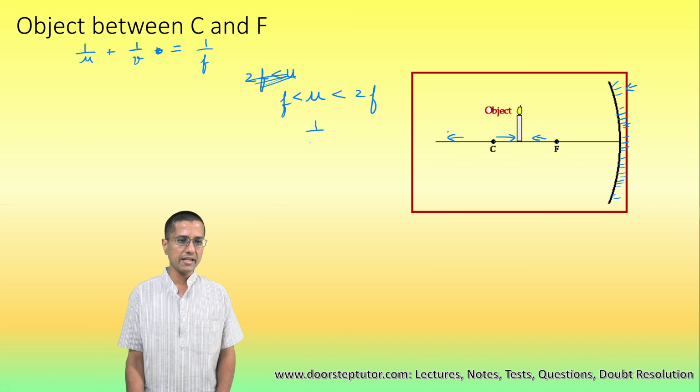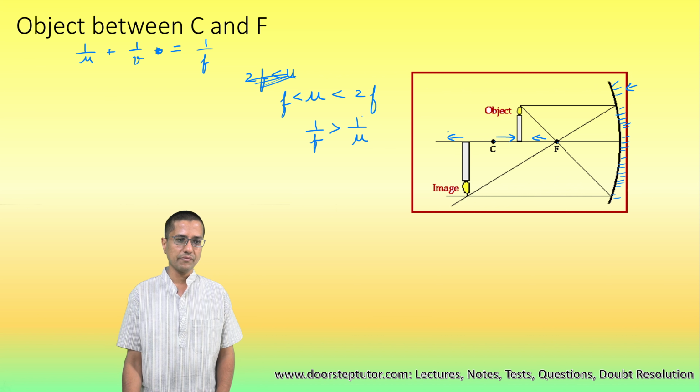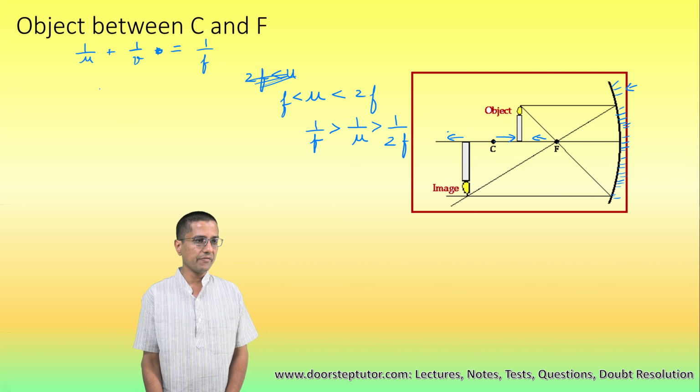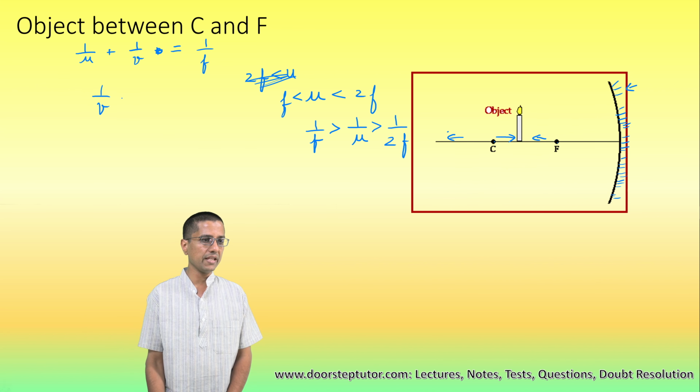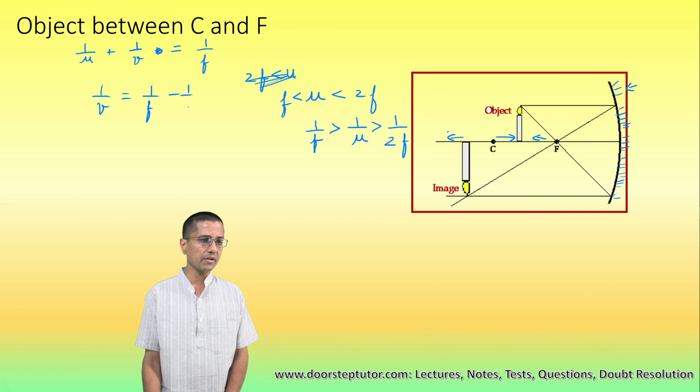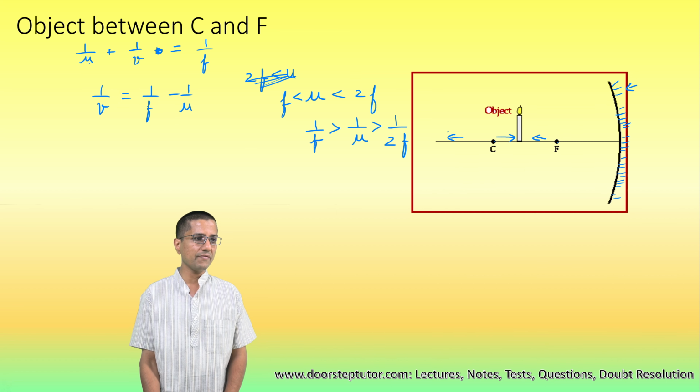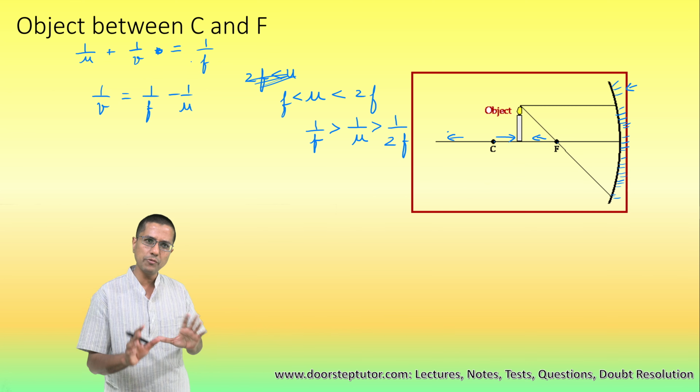Now, of course, when I invert it, then I would need to change the signs. That is what it means. When I invert it, I change the signs. Now look at this equation. Our 1 by v is equal to 1 by f minus 1 by u. I've just taken f on this side. Very simple manipulations I am doing.